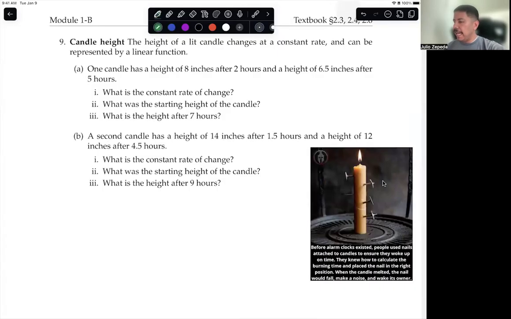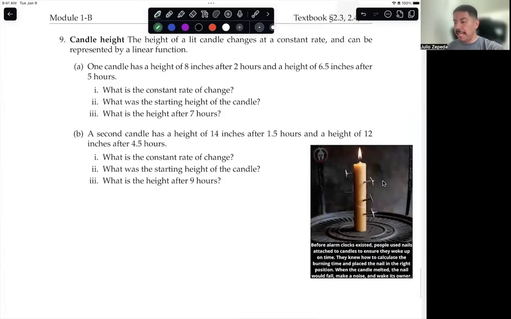The height of a lit candle changes at a constant rate and can be represented by a linear function. One candle has a height of 8 inches after 2 hours, and a height of 6.5 inches after 5 hours. What is the constant rate of change? What is the starting height of the candle? And what is the height after 7 hours? Okay, so let's see.